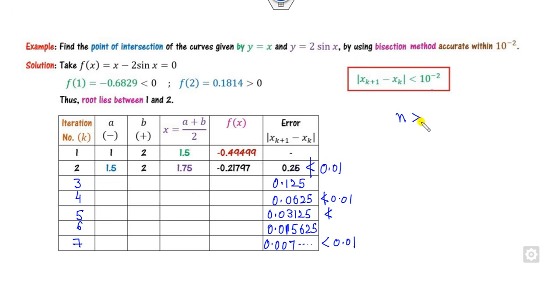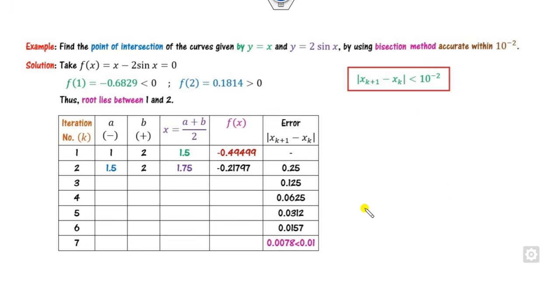Remember, again you can find this with the help of this formula. That's totally your choice. This is over log 2. So if you find this value, again you will get 6.6 something. That means you need a minimum of 7 iterations.